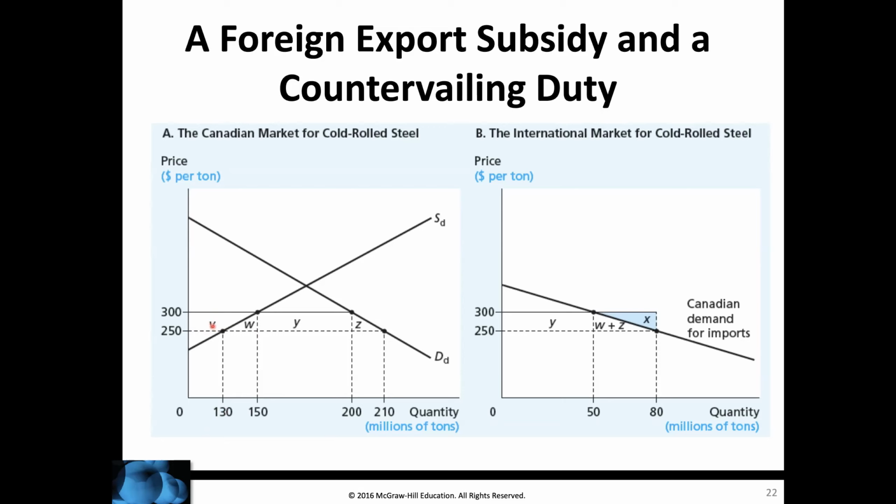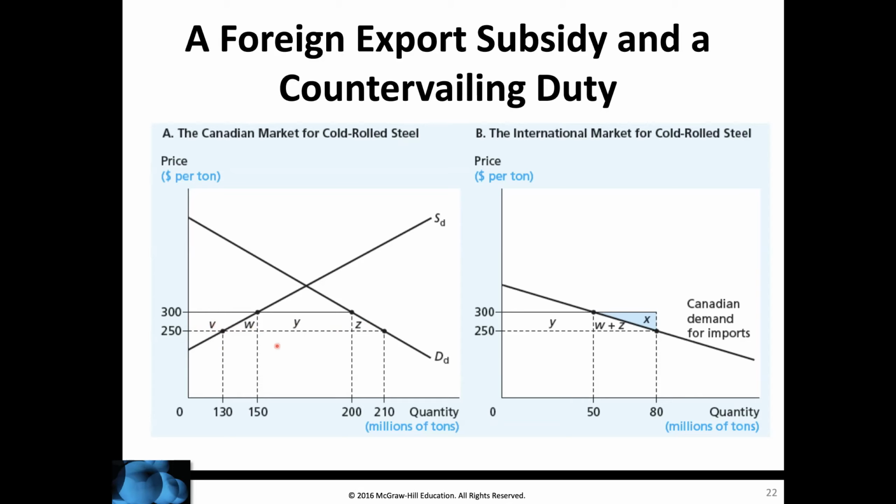Canadian consumption increases to 210, as I mentioned, and Canadian consumer surplus increases by area V, W, Y, and Z. So the consumers gain this area, the producers lose this area. So the net Canadian gain from the Brazilian export subsidy is area W, Y, and Z, because this is a wash between the consumers and producers. Still, Canadian producers are harmed, and they complain about the unfair competition. How can we compete in this market? So for the world, this is too much steel trade.